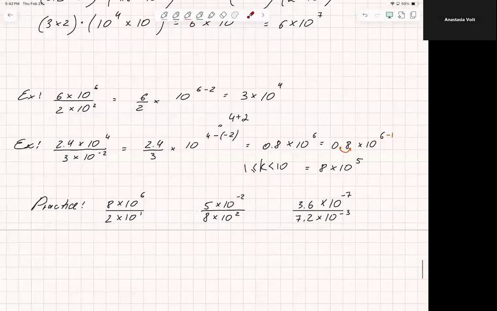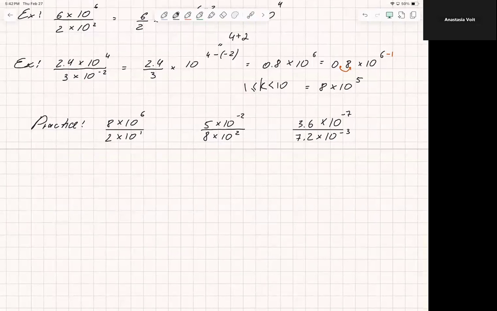Okay, now let's do a couple of examples as a practice. So we have 8 over 2 times 10 to the 6th power divided by 10 to the 1st power. So we would have 8 over 2, that's 4, times 10 to the 6th power minus 1, which gives us 4 times 10 to the 5th power. So 4 can be k, so everything is fine. We don't need to do anything. This is the end for this example.